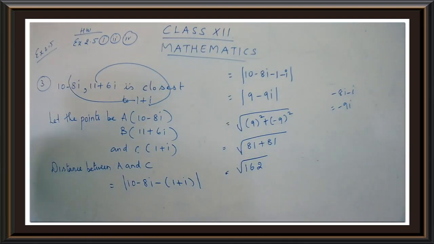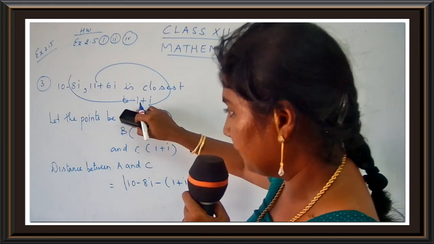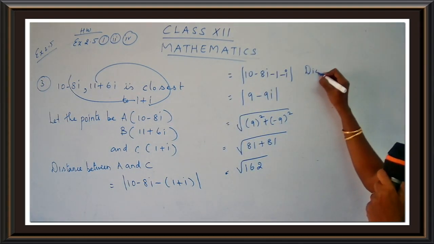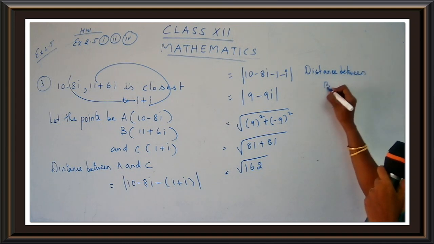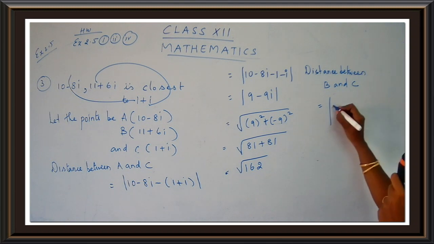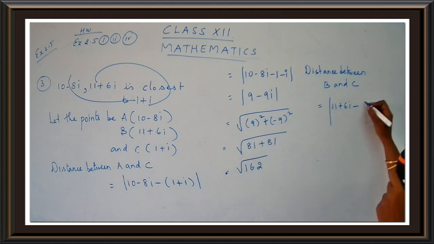Now we completed A and C, yes children? So you have to find B and C. So distance between B and C. Come on, do it. So this is B. What is B? Yeah, 11 plus 6i minus, take C in bracket, it's 1 plus i. Find out the distance. I'm just waiting for your answer.